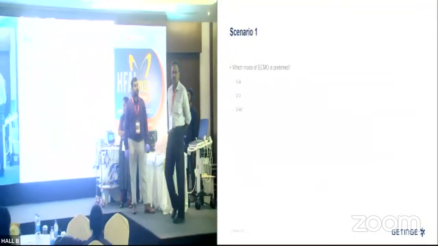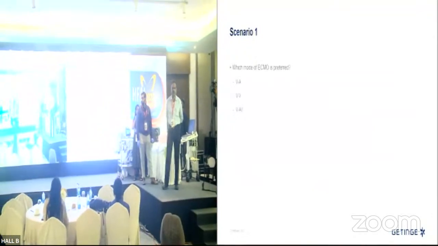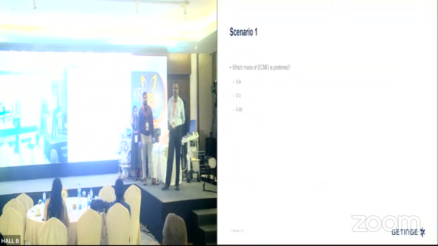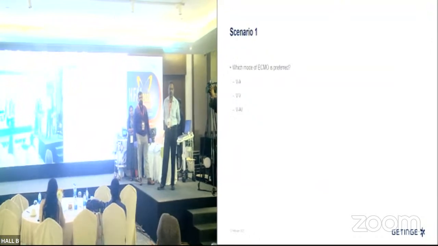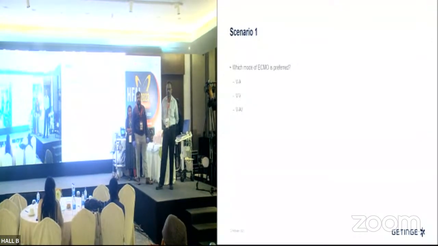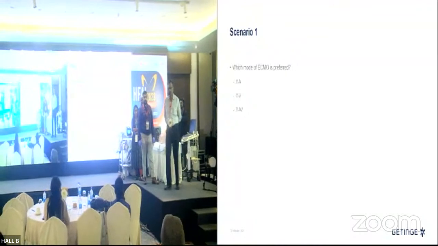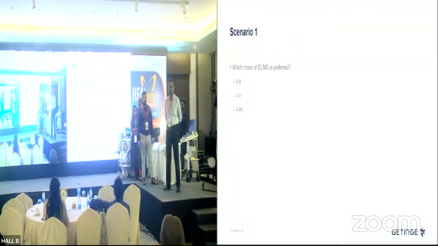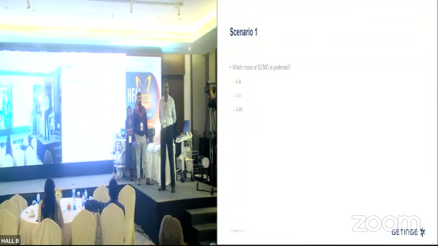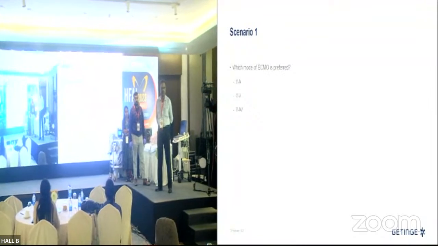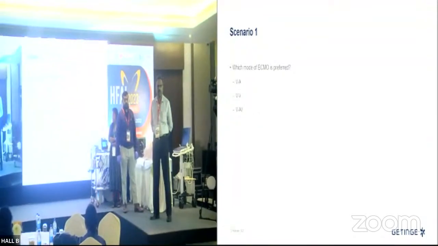Do you know what VA ECMO and VV ECMO are? Do you have any questions? You don't know about it, or you want some explanation on that? In this case, it will be a VA ECMO. VA ECMO is to support the heart. VV ECMO can support only the lungs, but VA ECMO can support the heart and the lungs, right?